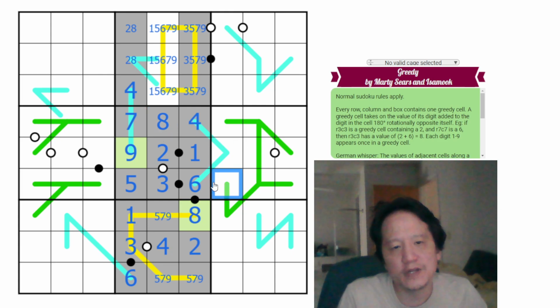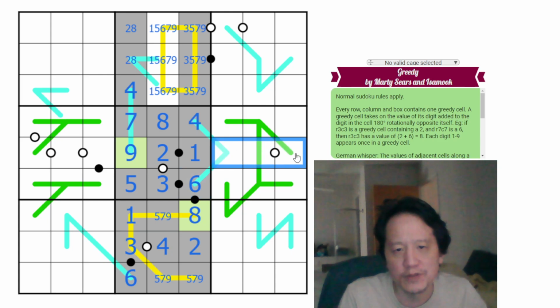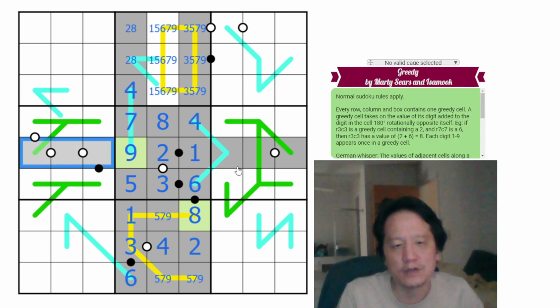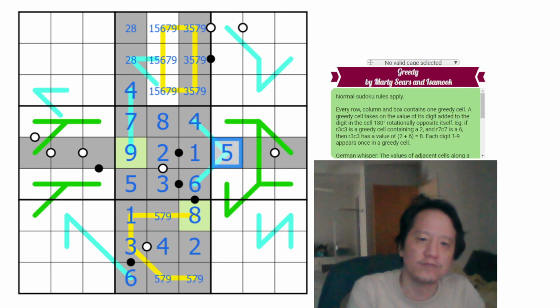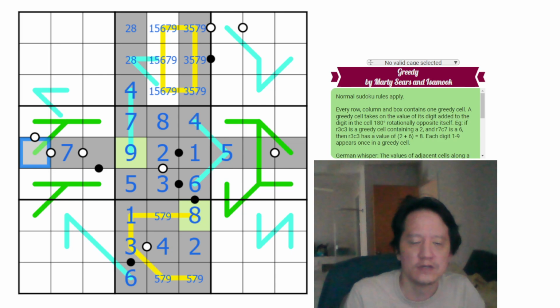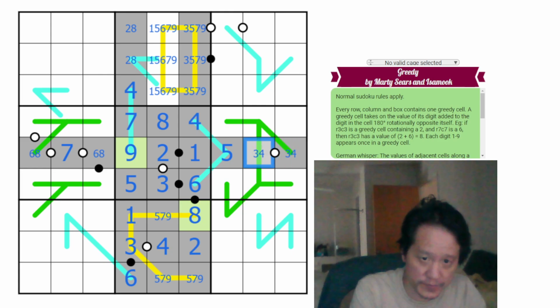We have 4 and 6. So this has to add up to... and okay, so one thing is this can't be greedy. None of these can be greedy. So this is 5 because it has to be non-greedy and it has to be the same distance from 4 and 6. Therefore, this cannot be 3 or 4. Therefore, it has to be 7 with 6 and 8. So this is 7 with 6 or 8. This is 3 or 4, right?